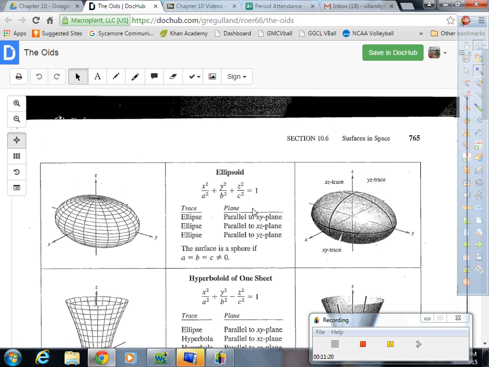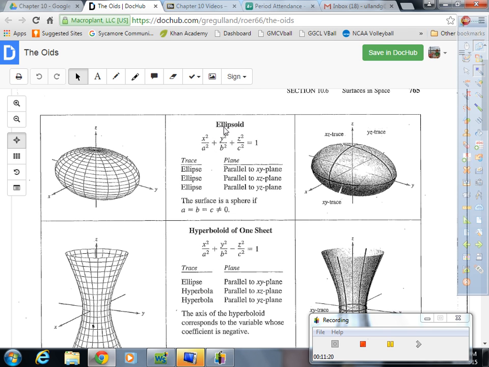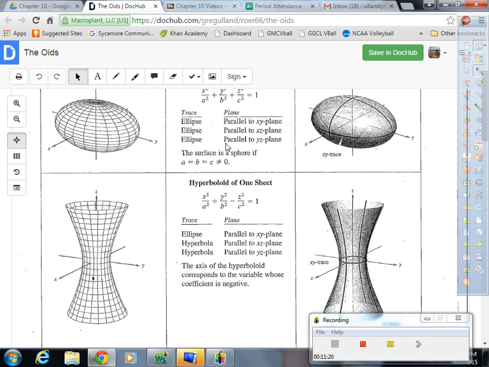Okay, here's your oids. So look, in this ellipsoid, plus, plus, plus, equals 1. Notice A, B, and C are different, so that gives us ellipses in each trace. So when it says the plane, you can just see that this little thing here is the xz trace. It's like we sliced it with the xz plane, okay? If A, B, and C are all the same constant, then what does this ellipsoid become? A sphere, okay? A sphere.